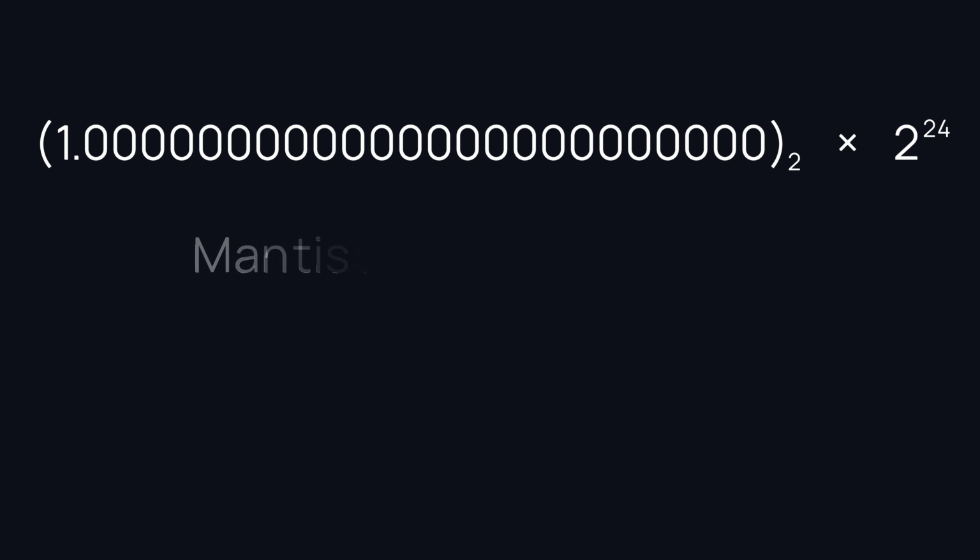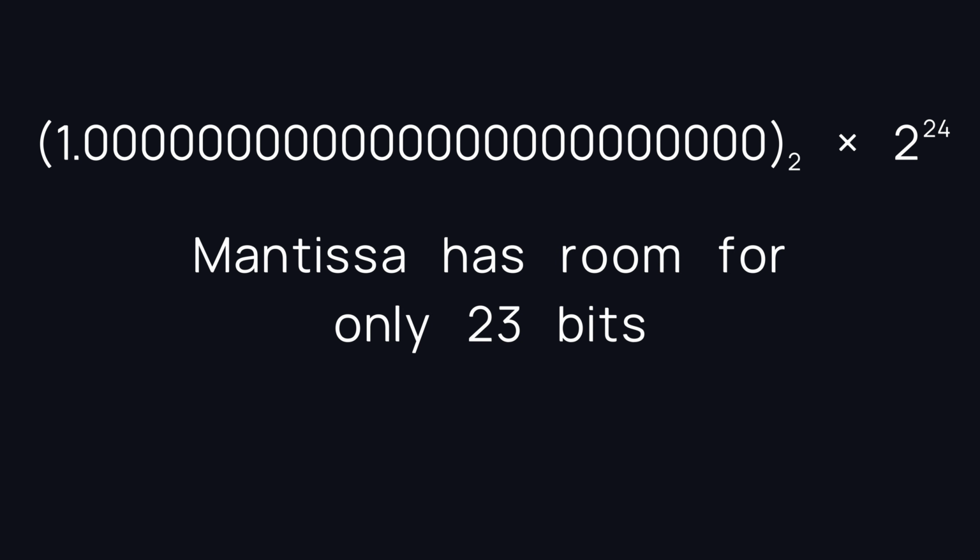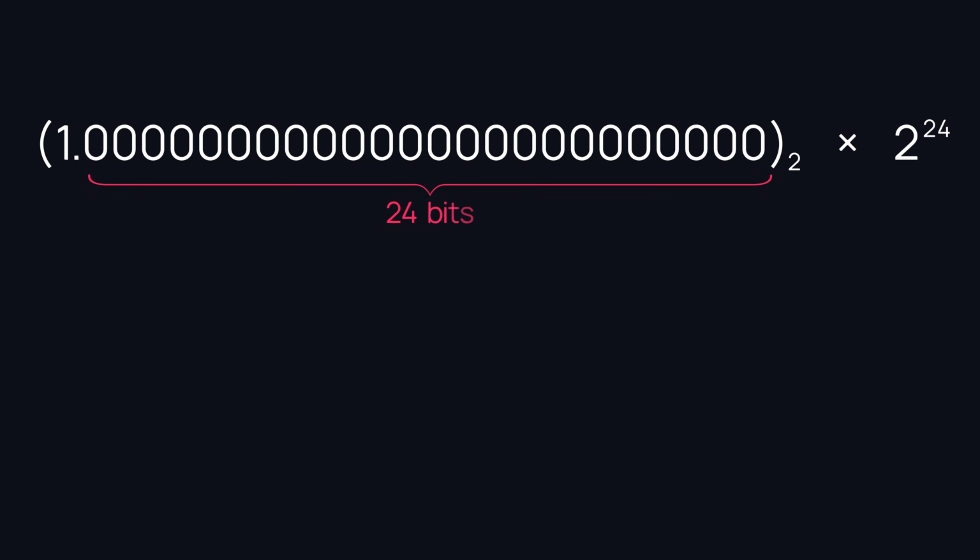Remember, the mantissa has room for only 23 bits. After the leading one, our number has 24 zeros. So, that means one of those bits simply cannot fit inside the mantissa and has to be discarded. But for this particular number, that's perfectly fine because the last discarded bit is 0. The value is still represented exactly.